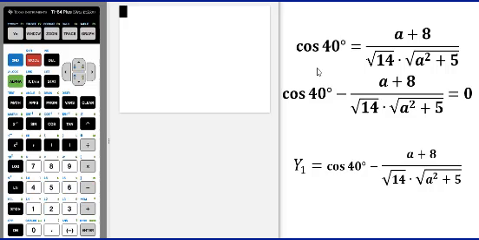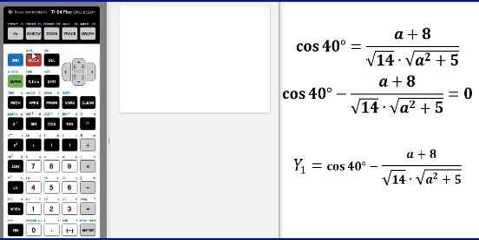Today's lesson is to use a graphing calculator to solve very complicated equations like this. First of all, we need to change this complicated equation into equal zero form. Then you will put the left side of this equation into y1.